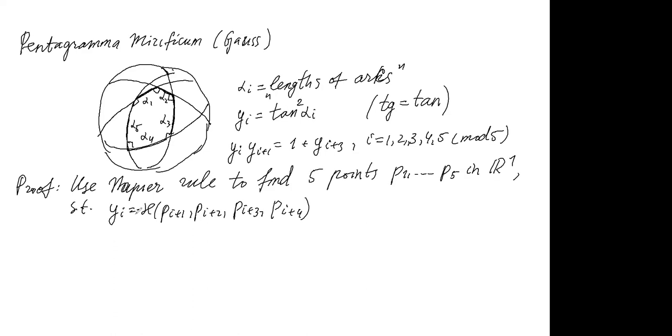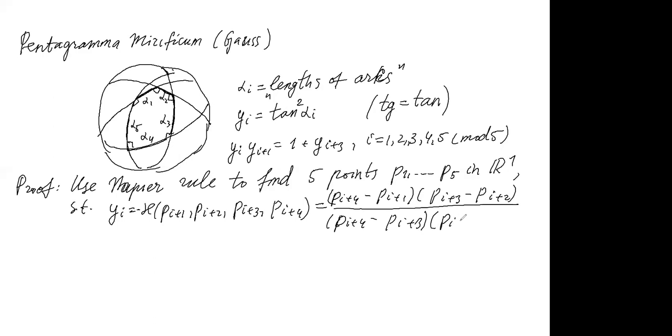Not just this, I think I should also put minus here, because actually the formula is a little bit different. It is something like pi plus 4 minus pi plus 1 times pi plus 3 pi plus 2 divided by pi plus 4 pi plus 4 pi plus 3 times pi plus 2 minus pi plus 1. So it's up to the sign, the cross ratio. I think it should be minus.